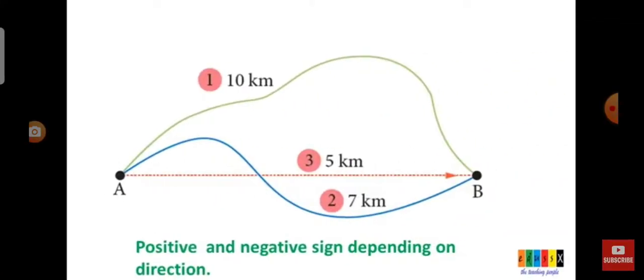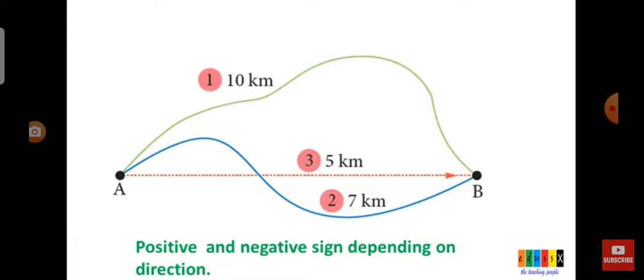Here in this picture, distance and displacement both are given. Distance and displacement both have the same SI unit, that is the meter, that is represented as small m.